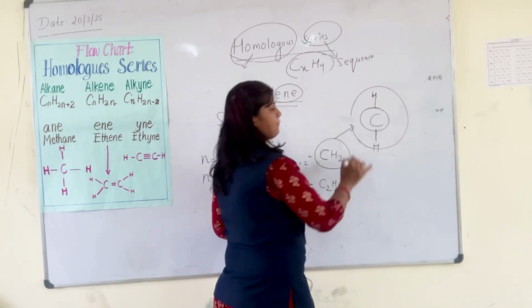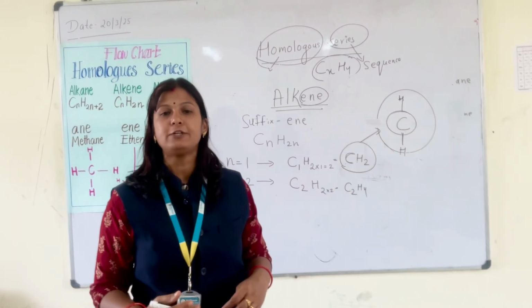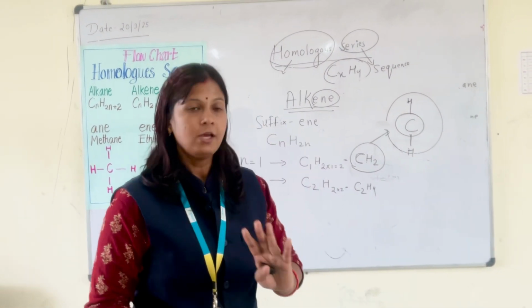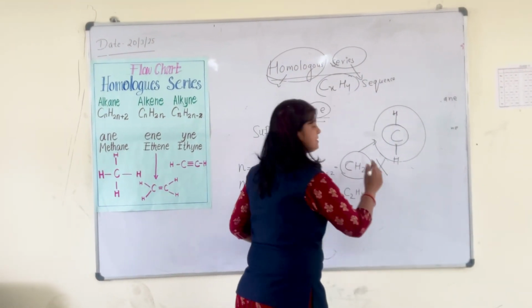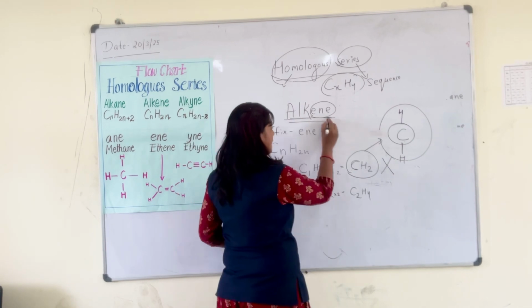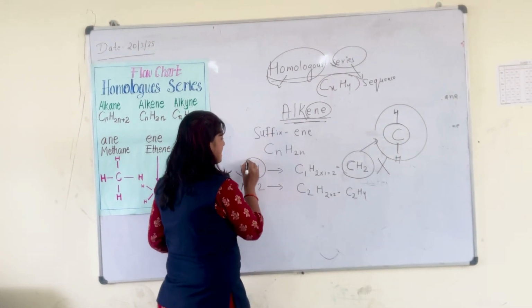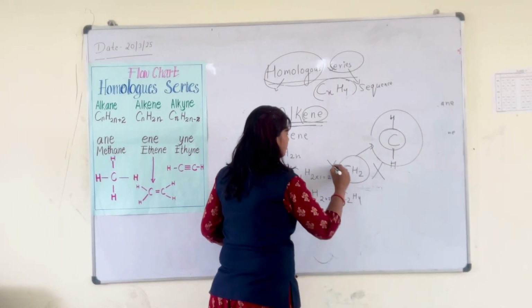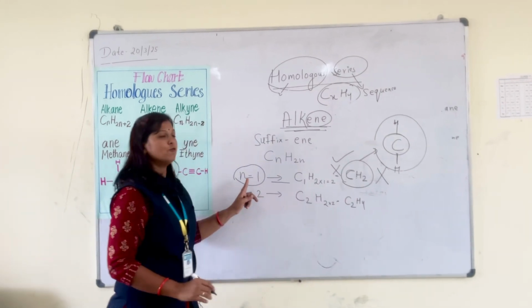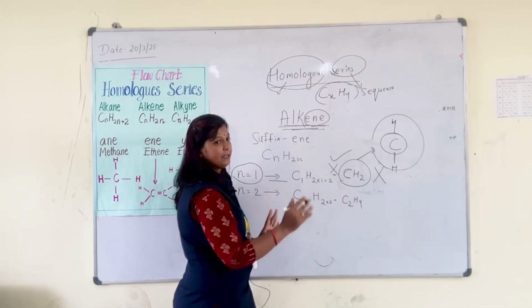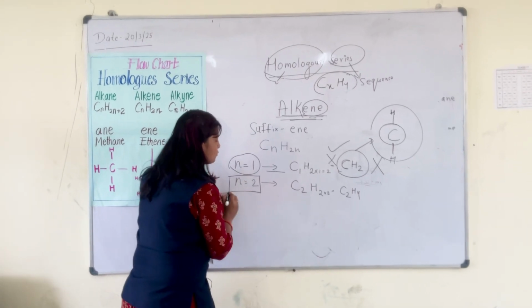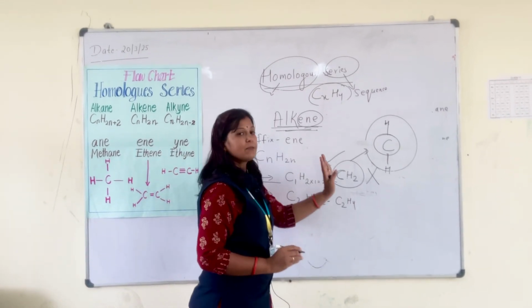But each carbon needs how many hydrogen to become stable? 4. So, is this a stable form? No. So, it is wrong. In alkene, we need a stable form, which is wrong for n equal to 1. You cannot take n equal to 1 for alkene. You have to start with n equal to 2 to become stable.